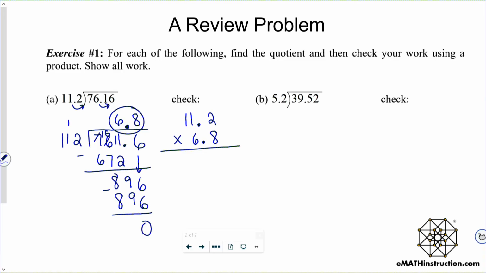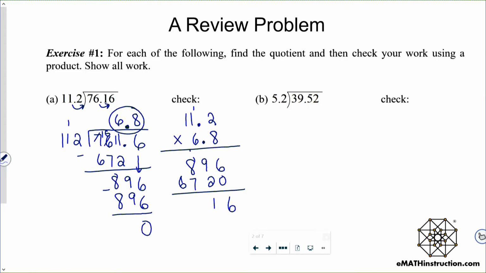So let's do it. Let's multiply some decimals. 8 times 2 is 16, carry the 1. 8 times 1 is 8, plus 1 is 9, and 8 times 1, again, is 8. Erase that. Do a little 0 here. 6 times 2 is 12, carry the 1. 6 times 1 is 6, plus 1 is 7. And then 6 times 1 is 6. I'm going to add. 6, 11, carry the 1, 8 and 1 is 9, plus 7 is 16.